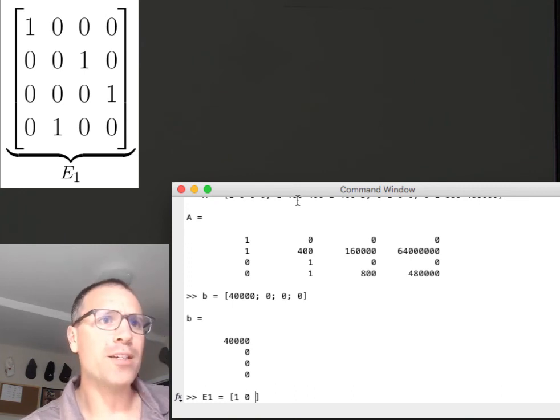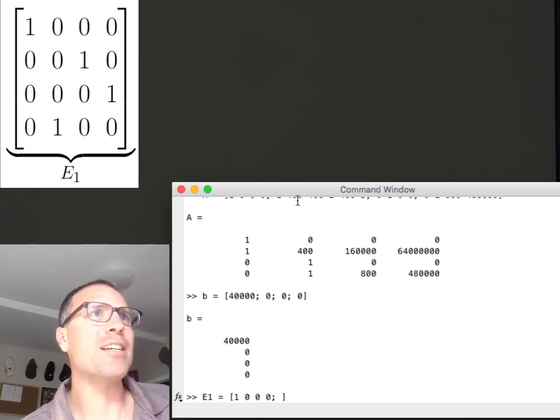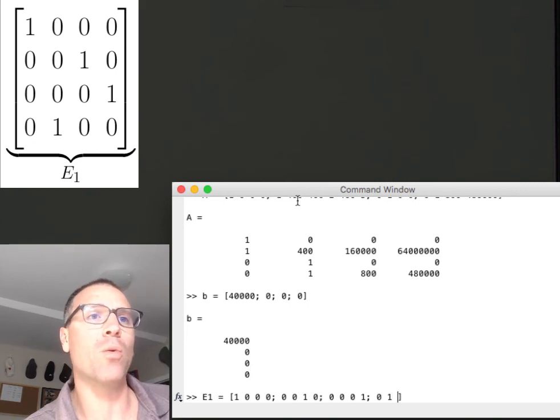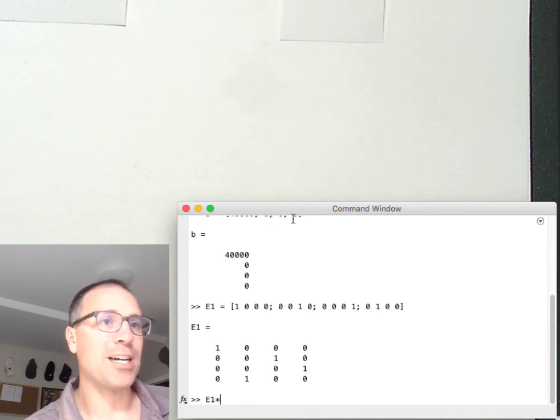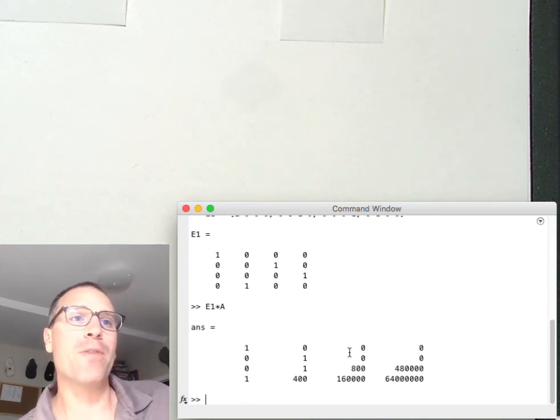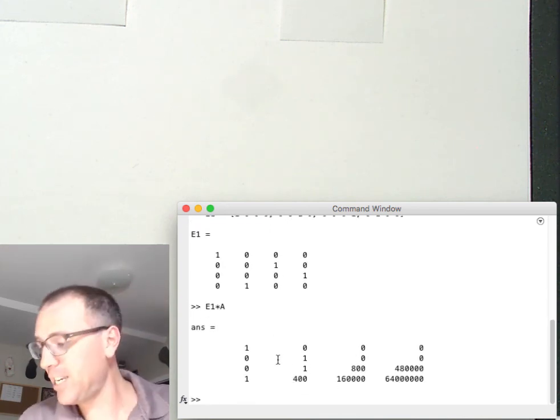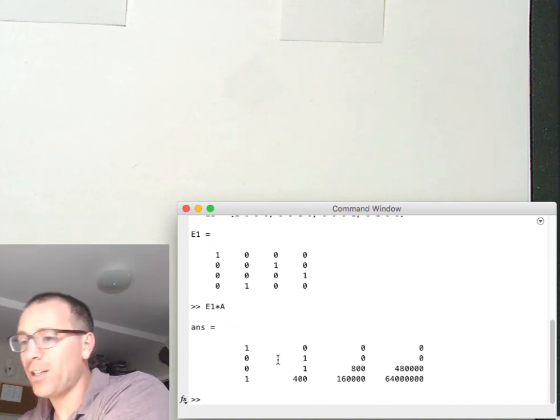So it's going to be 1, 0, 0, 0. The next thing is going to be 0, 0, 1, 0. The third row is going to be 0, 0, 0, 1, and the last row is going to be 0, 1, 0, 0. So let's go ahead and multiply E1 times A. Notice that the matrix that comes out of that indeed has that structure that I want.